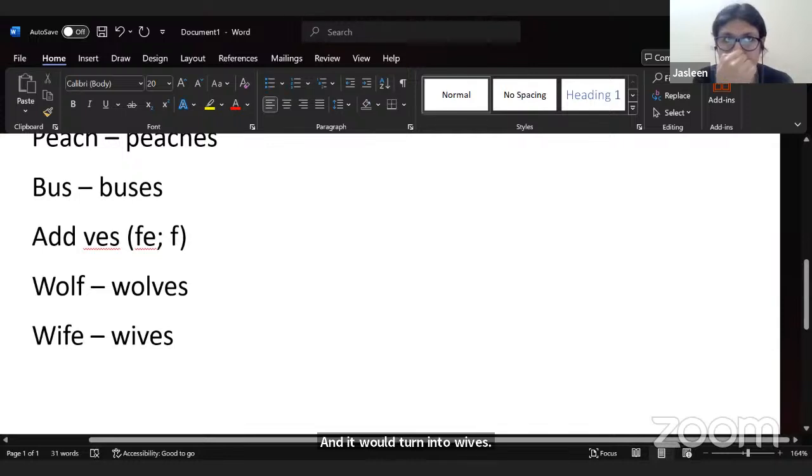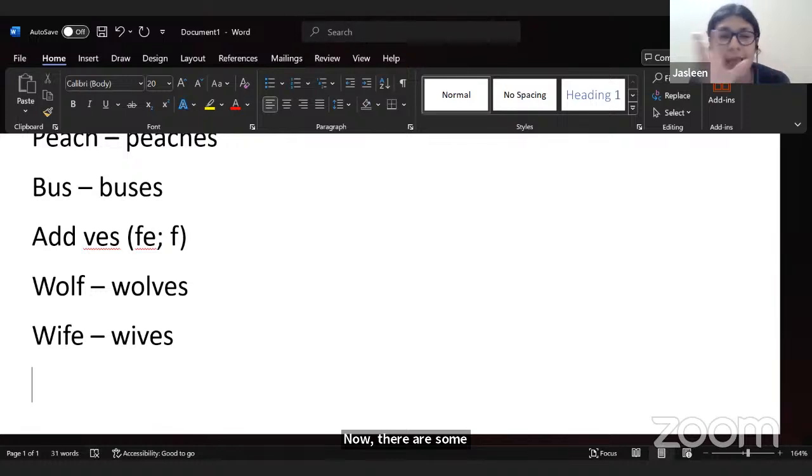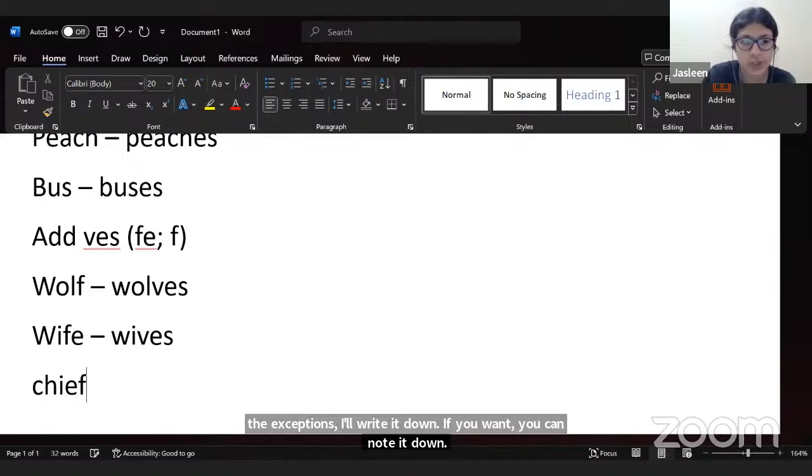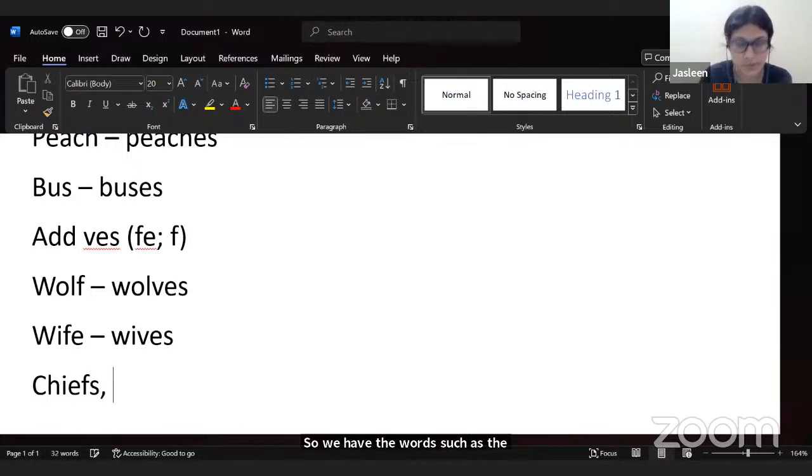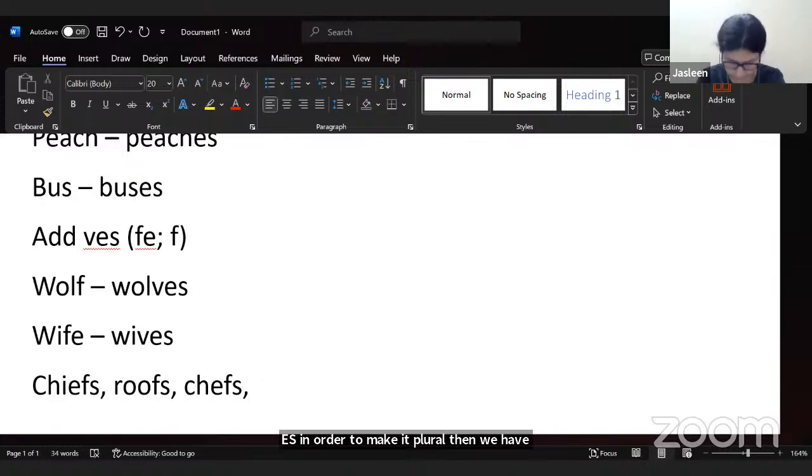Now, there are some exceptions in these cases. If the word ends with F, still we just have to add S in order to make it plural. I'll write the exceptions down, and if you want, you can note them down. We have words such as chief, so it becomes chiefs. Or roofs. It ends with F, but still we add S, not ES, in order to make it plural. Then we have chefs, and we also have the word beliefs.